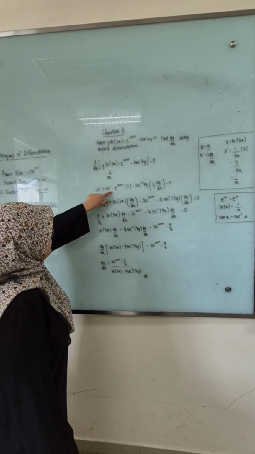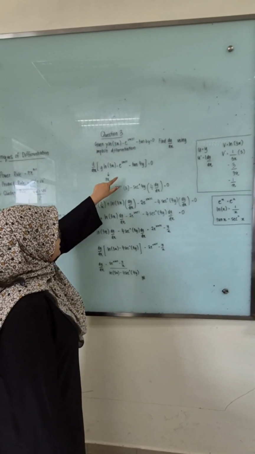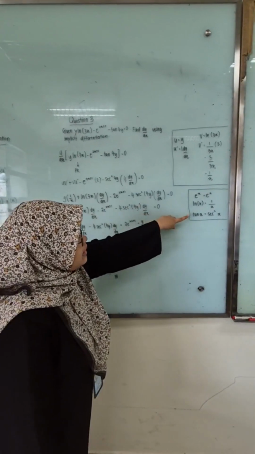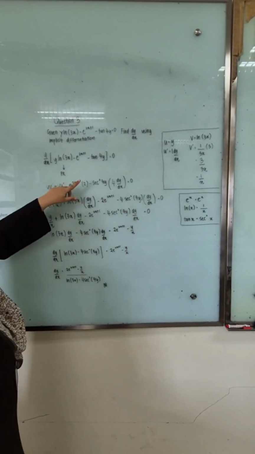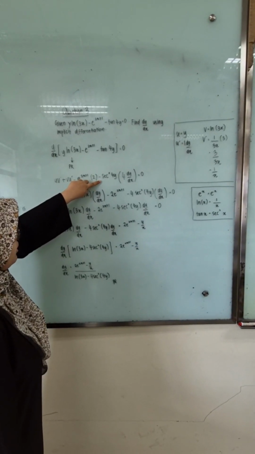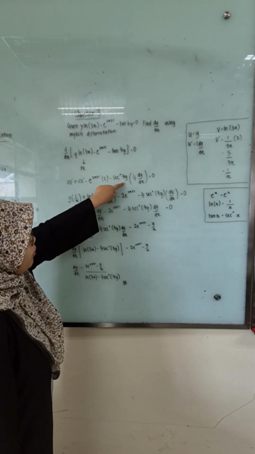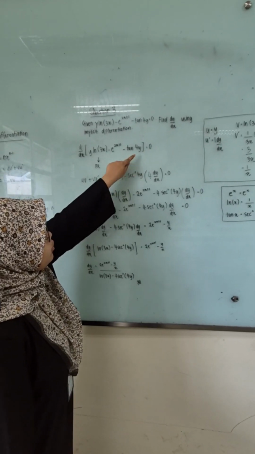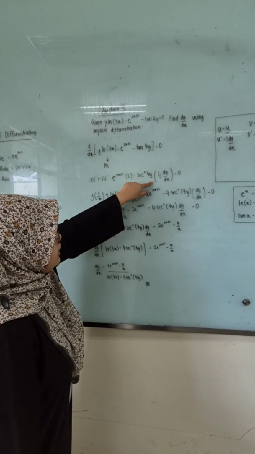So we just keep it as e power of 2x plus 1, then differentiate 2x plus 1, we get 2. Then as we know, tan something is equal to secant square something. Then we insert the equation, we got minus secant square 4y. Then we differentiate 4y, we got 4 dy/dx, which is implicit differentiation.